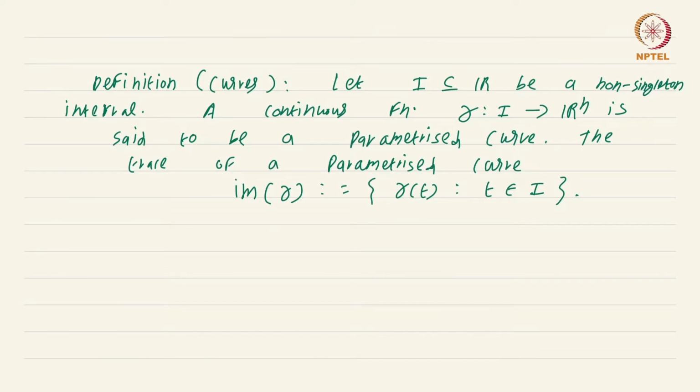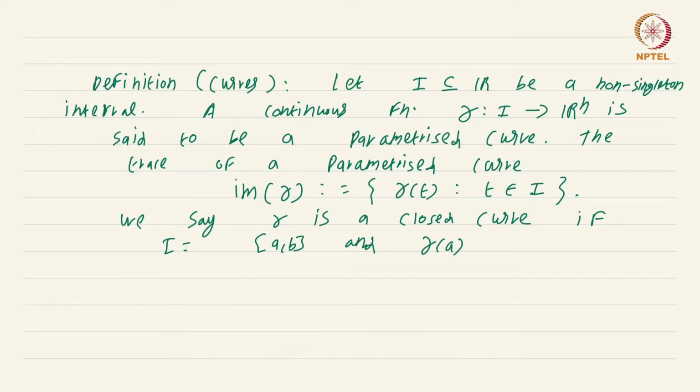We say gamma is a closed parameterized curve. Since I have said that henceforth curve should always mean parameterized curve, let me just shorten it to closed curve. We say gamma is a closed curve if I is some closed interval [a,b] and gamma of a equals gamma of b. Utterly straightforward definition. The starting point and ending point are the same.